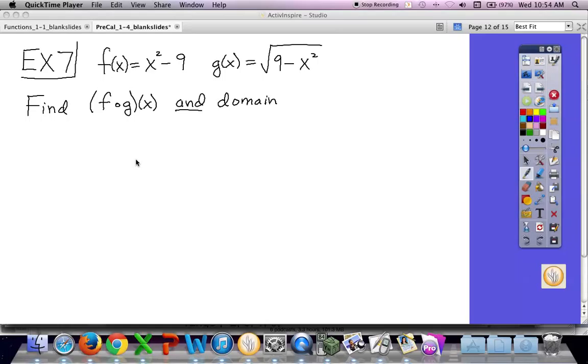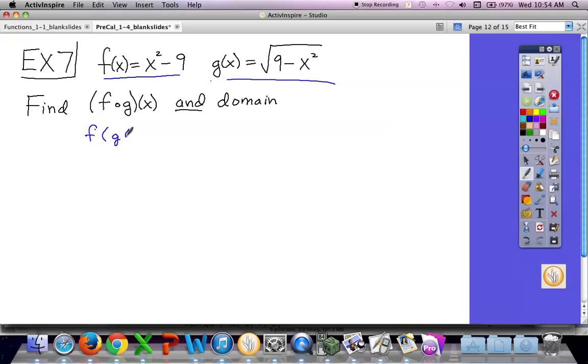Okay, so we're going to take the composition f of g of x. Here's f of x. Here's g of x. So we know we start this by saying f of g of x, and then we replace g of x with what it equals. Oops, that's wrong. Okay, so that should have been the square root of 9 minus x squared.